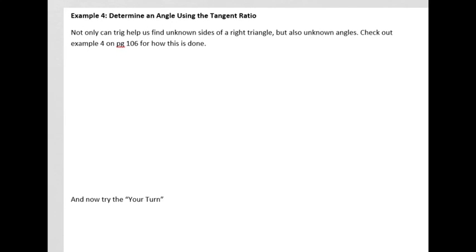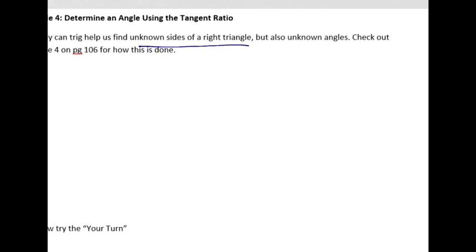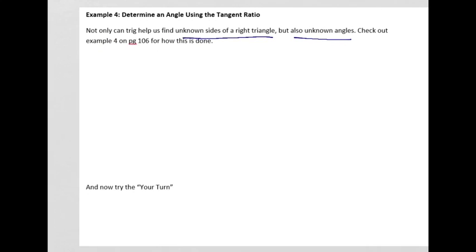Alright, last problem here. So, not only can trig help us find unknown sides, but again, it can help us find unknown angles. So, I want you to check out the example on page 106, and we're going to see how this is done. Okay, so turn to page 106, it's just the next page in your textbook.